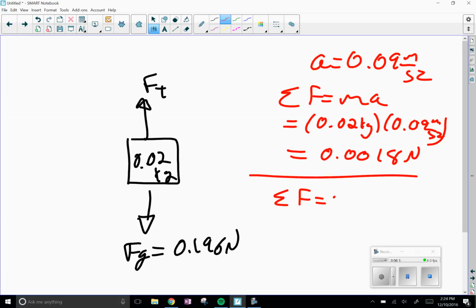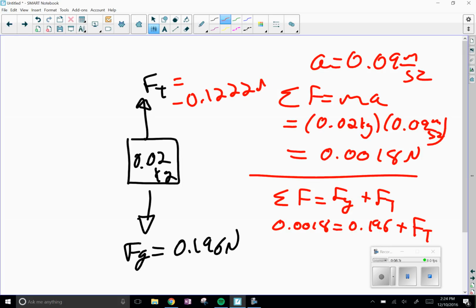So now I can find my tension. Net force should be gravity plus tension. So 0.0018 equals 0.196 plus tension. Subtract the 0.196 and you get a tension force that's negative 0.1222. Notice it makes sense that this tension is negative because we set it up so that positive was forward and negative was working against the motion. So that is how you should have solved those, or how you should have made those free body diagrams.